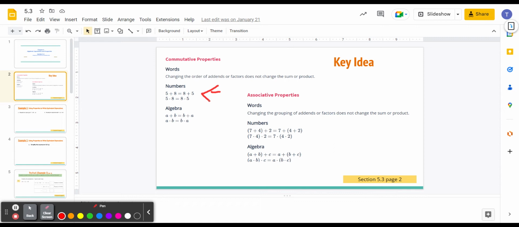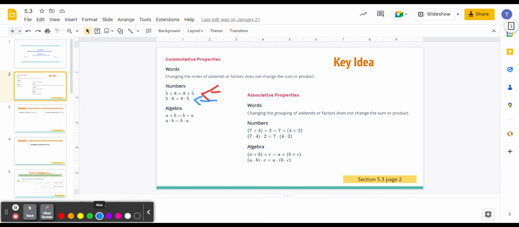And it also works with multiplication. So that was addition, and this is multiplication. So if you do 5 times 8, and if you reverse it to 8 times 5, you still get 40. So whichever way that you flip the order, you still get the same answer.